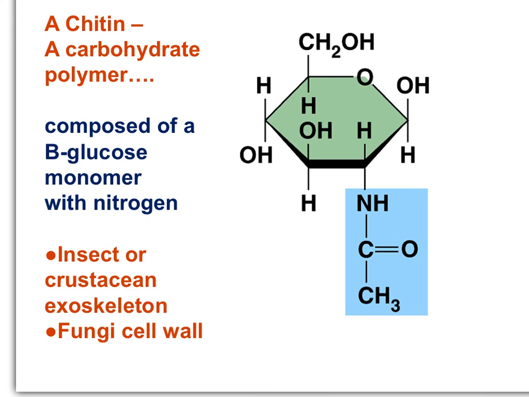So just as a quick note, the exoskeleton of insects or crustaceans and fungal cell wall are composed of a carbohydrate known as chitin. Chitin is also composed of beta-glucose and an added nitrogen group.